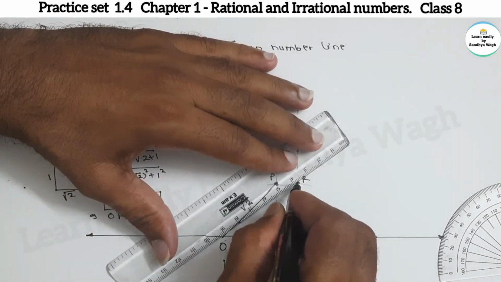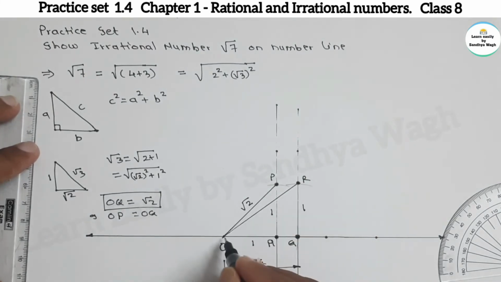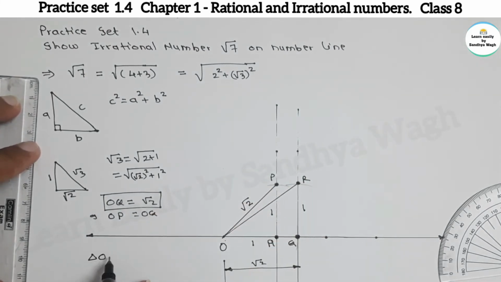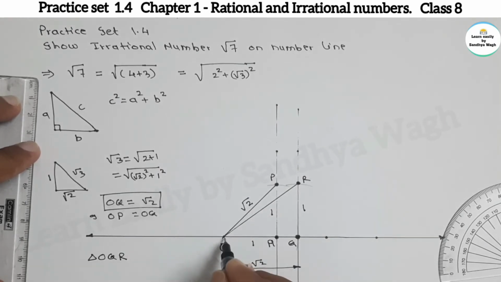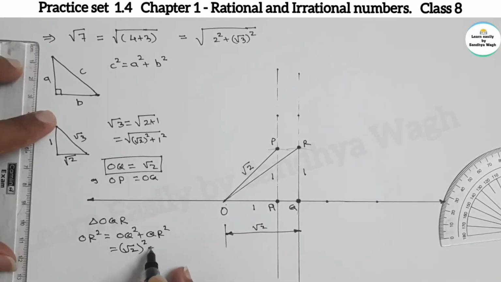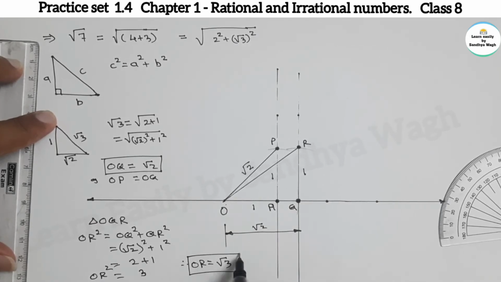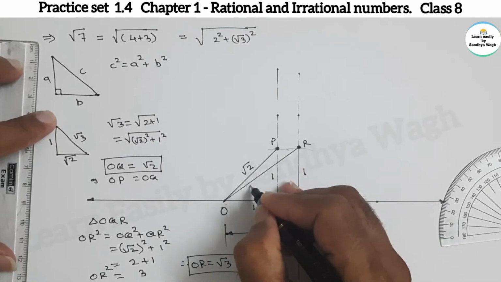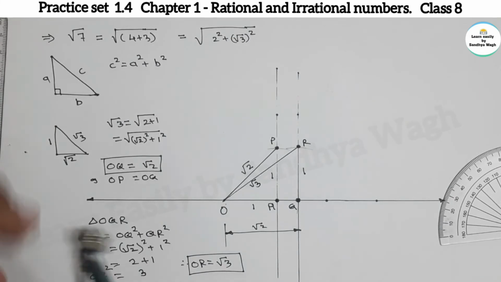So if we join this, this is right angle triangle OQR. Triangle OQR is right angle triangle. And with the help of Pythagoras theorem, we can write OR square equal to OQ square plus QR square. So OQ is root 2. Root 2 square plus QR is 1 unit, 1 square. Root 2 square will be 2, plus 1 equal to 3. We got 3. So OR square equal to 3. So OR is equal to root 3. We got this distance OR as root 3 distance.